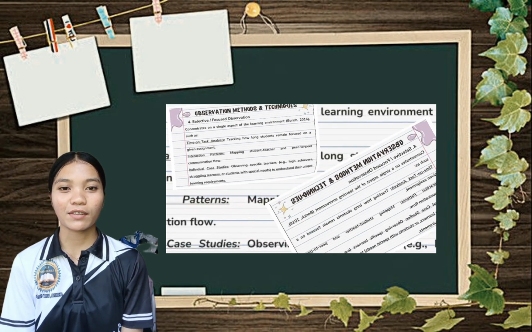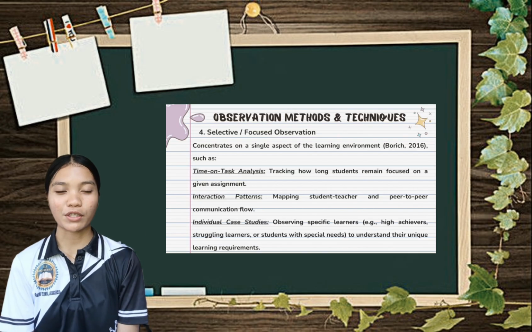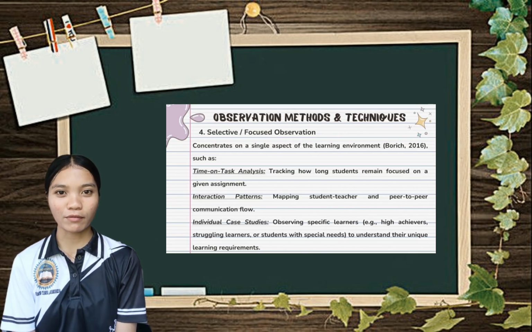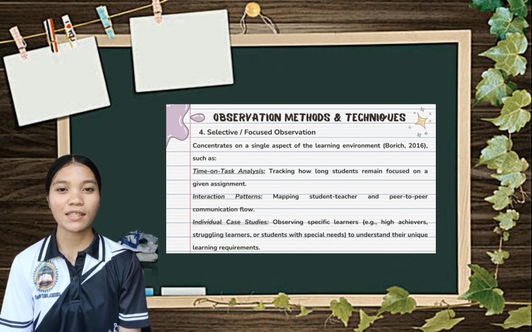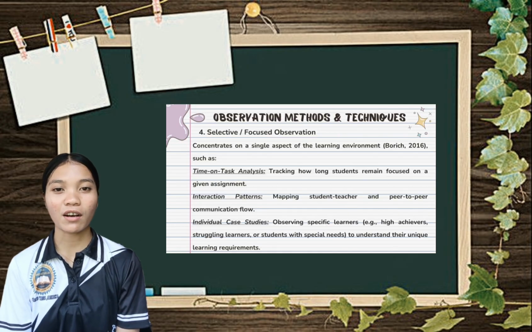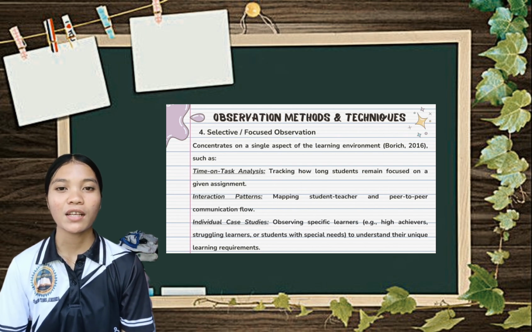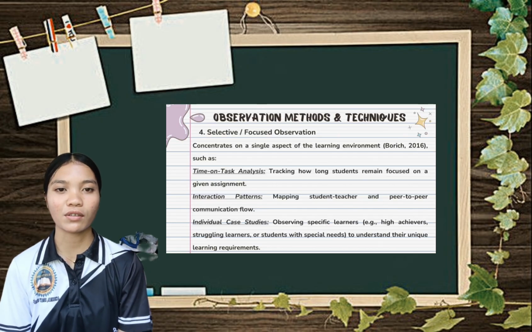The fourth technique, or the last technique, is selective or focused observation. This means concentrating on one specific aspect of the classroom environment rather than trying to observe everything at the same time. Why is this useful? It is because there are many things happening inside the classroom. So if we try to observe everything, we may miss important details. So we choose a specific area and focus our attention on it.